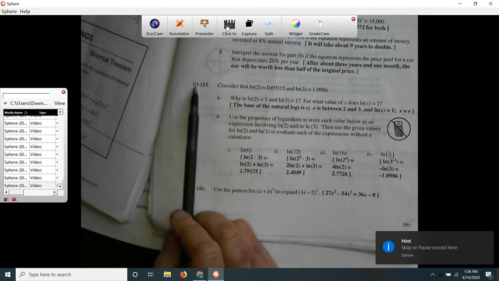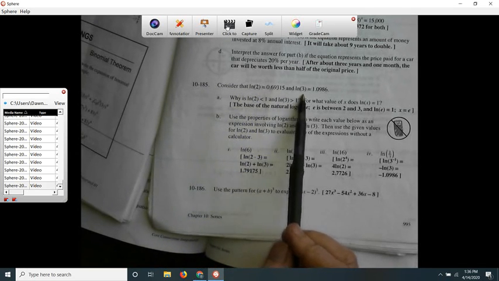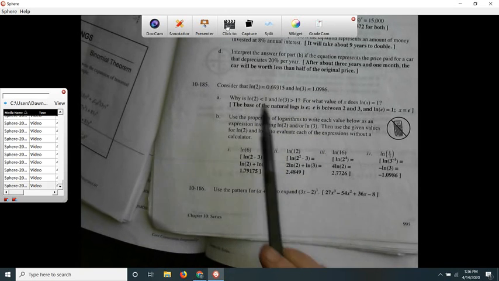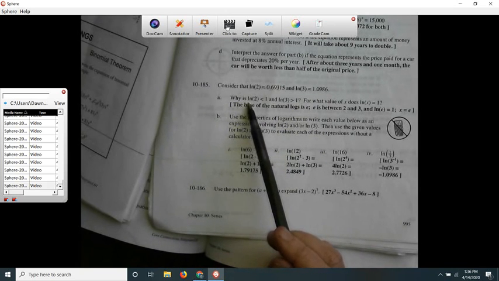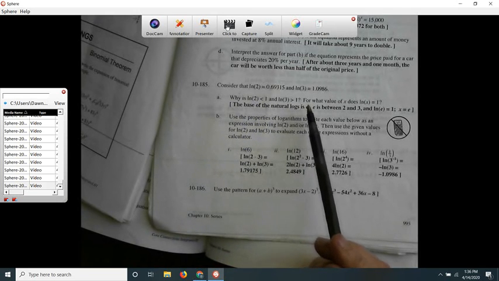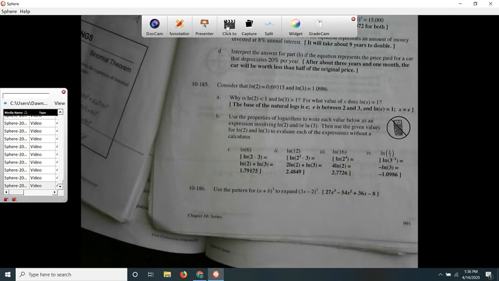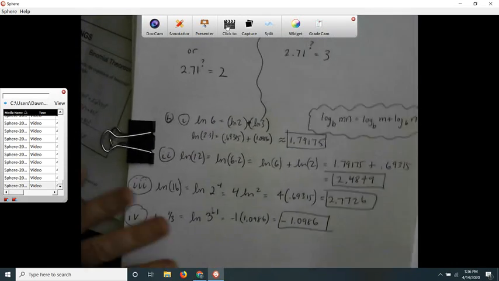Here's integrated 3, it's 10-185. Consider that ln2 equals this little decimal and ln3 equals this decimal number. Why is ln2 less than 1 and ln3 is greater than 1? For what value of x does ln x equal 1? Well, that's a nice question.